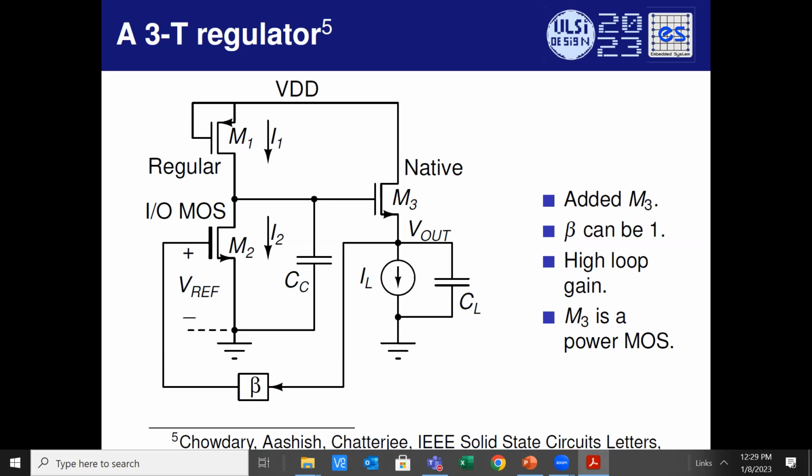M1 and M2 need to be sized such that you get a VREF, a reference voltage. M3 can be sized as large as you want depending on the load current you desire. So that's the principle. You can also have programmability. For example, if I make beta a resistive ratio, R1, R2 voltage divider, right? If I provide R1, R2 voltage division in this beta network, then I can make Vout a multiple of that VREF. That's also possible.